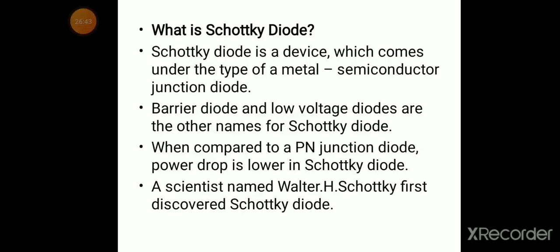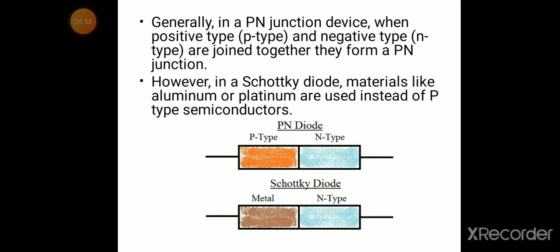A scientist named Walter H. Schottky first discovered the Schottky diode. Generally, in a PN junction device, when positive type P-type and negative type N-type are joined together, they form a PN junction.